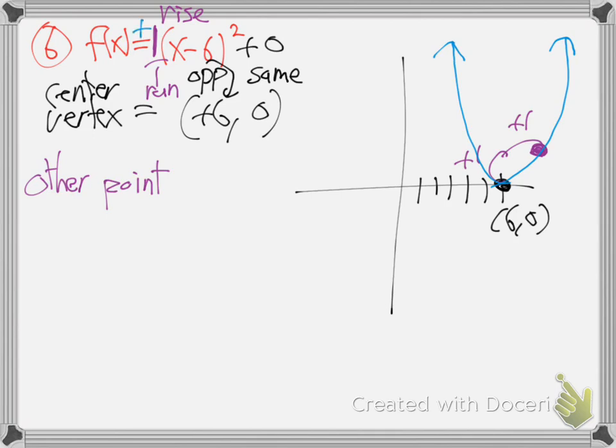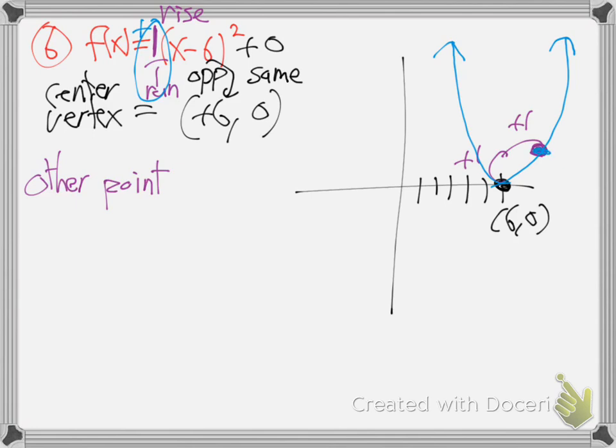Whenever there's a positive number in the front, the U shape goes up. If there's a negative in the front, it goes down because then the rise would be down. So whatever the slope in the front is, nothing was there, so invisible 1, 1 over 1, go up 1 over 1. That gets you your second dot. Connect the dots. There's the graph.